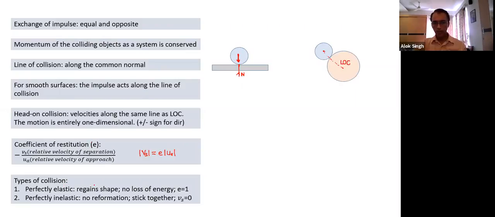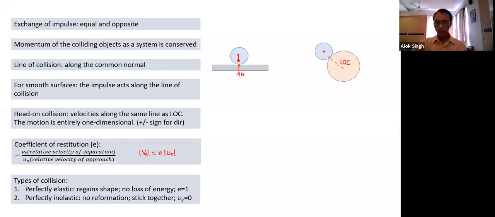When the object regains its original shape, there's no loss of energy, and we take the coefficient of restitution equal to 1. Then, perfectly inelastic: it deforms and doesn't regain its form at all, not even partially. There's no reformation. Deformation is there, but there's no reformation.